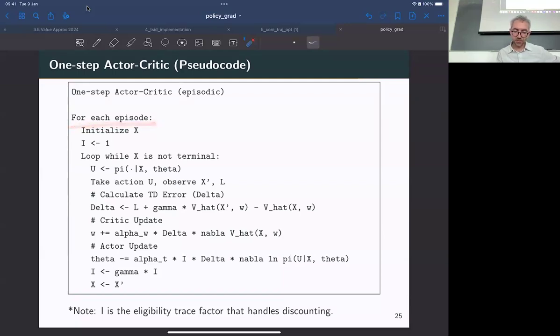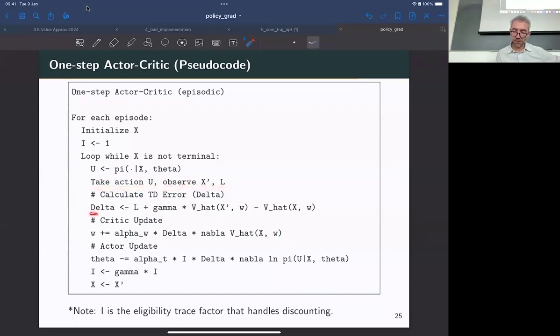So for every episode, you initialize the state to a random value. You take this I value that's initialized to 1. It's going to be called eligibility trace factor. You do a loop for the episode length until you reach the terminal state. At every time step of the episode, you pick some actions using the policy, you sample from the policy. You take the action U in the environment, which gives you the next state and the cost.